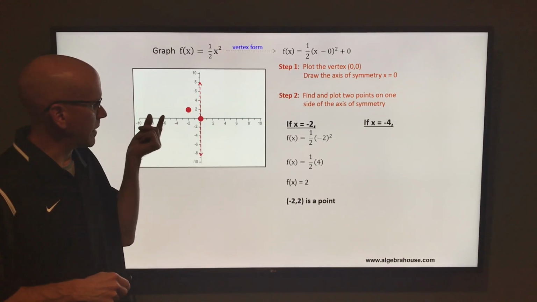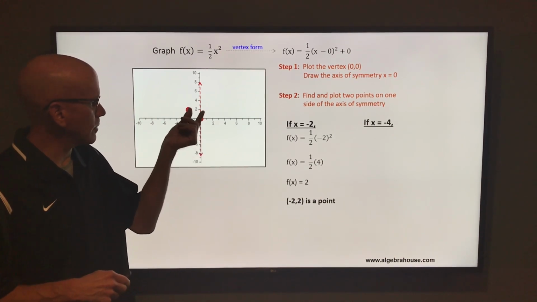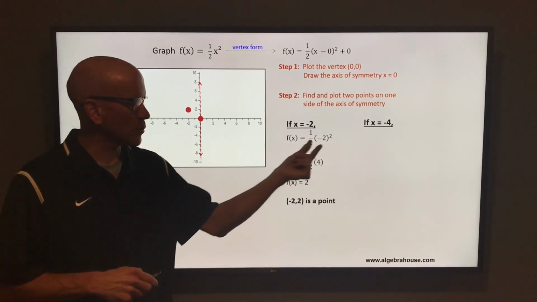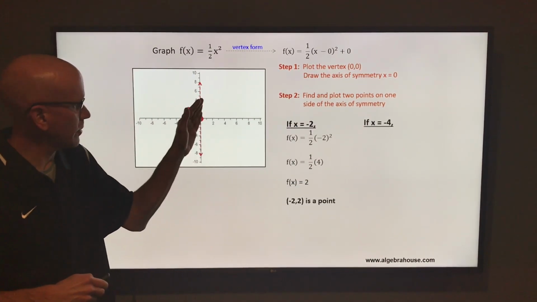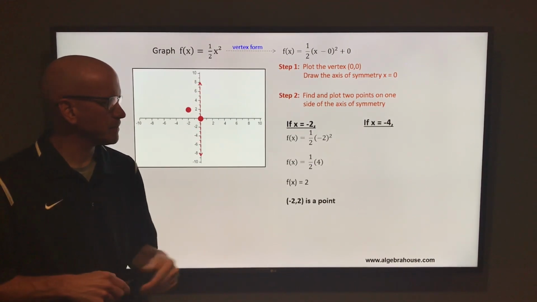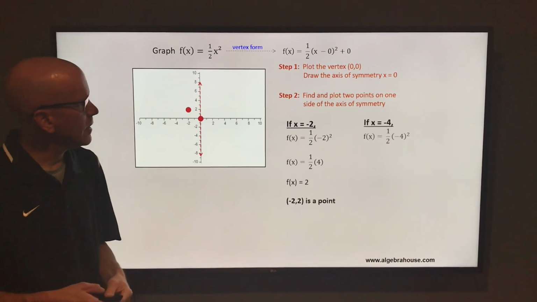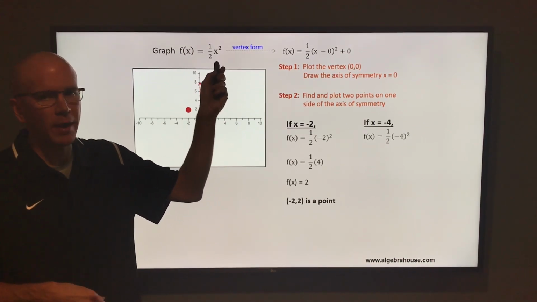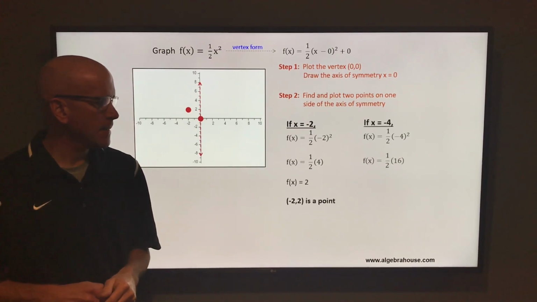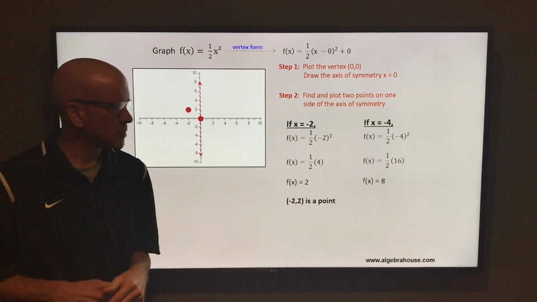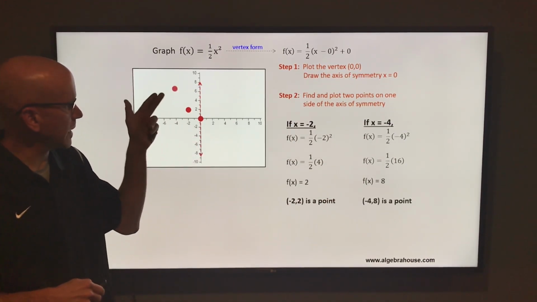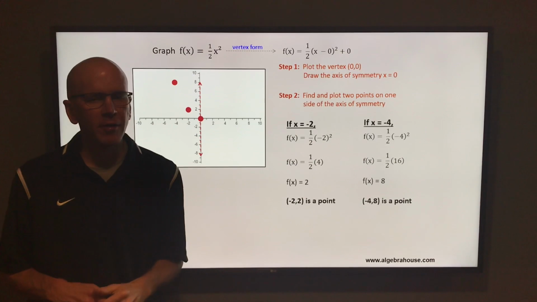Pick another point to the left of the axis of symmetry, or another point to the left of the vertex. We're going to substitute an x-coordinate that's on the left side of that axis of symmetry into that equation. So let's say x equals negative 4. If you put negative 4 in for x, it'd be 1/2 times negative 4 squared. That is going to be 1/2 times 16. And 1/2 times 16 is 8. So when you substitute negative 4 in for x, you get a y value of 8. So that means negative 4, 8 would be another point on that parabola.